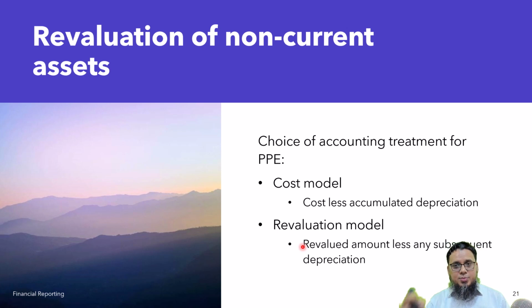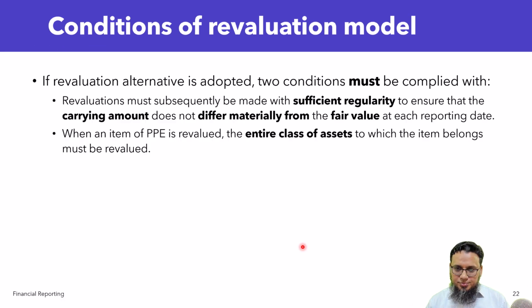The revaluation model records assets at revalued amount less any subsequent depreciation. Subsequent depreciation means subsequent to the revaluation. We'll see what that means. There are certain conditions for the revaluation model, because the choice of this model affects how the depreciation charge is shown in the statement of profit or loss, and what the carrying amount is in the statement of financial position. So it does affect how your ratios stand and how you are reporting the annual profits.